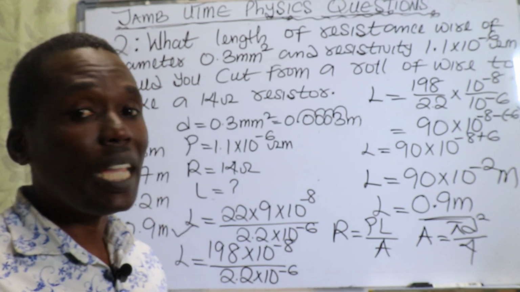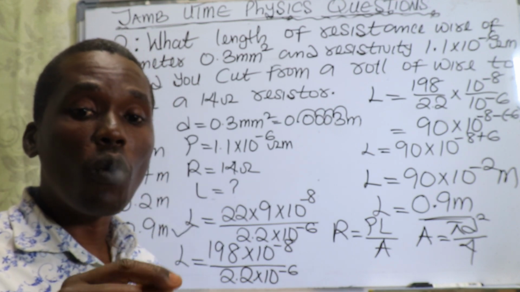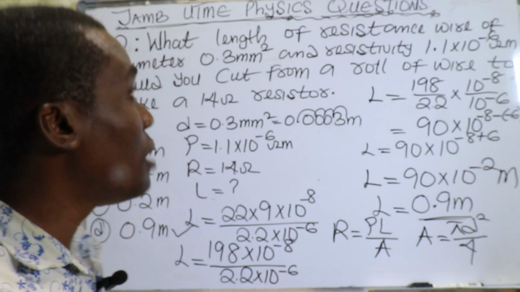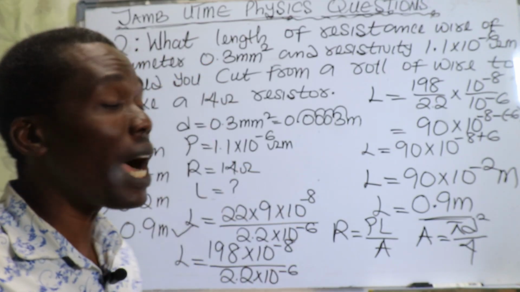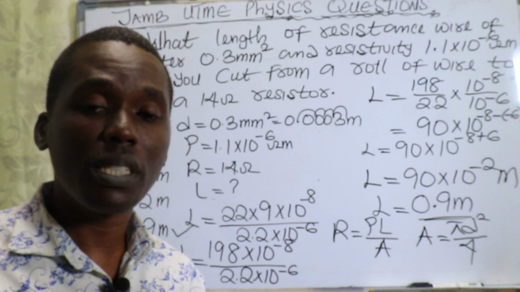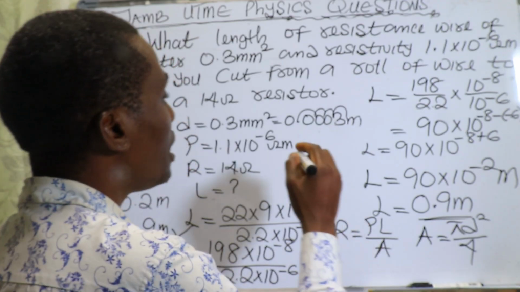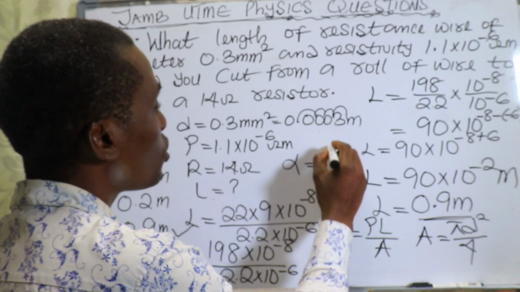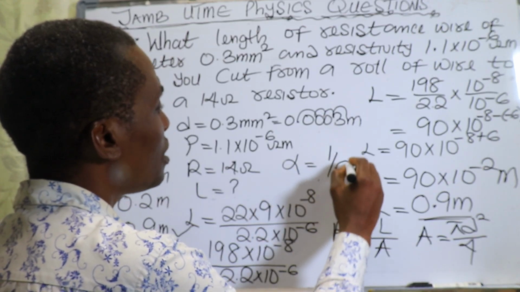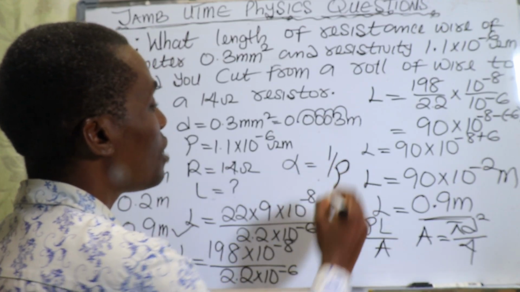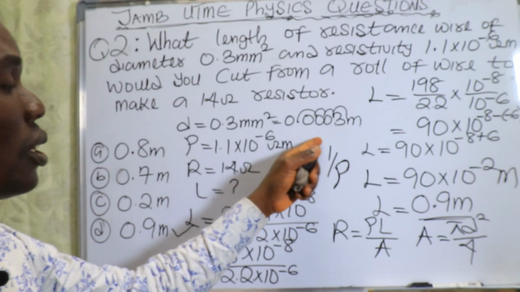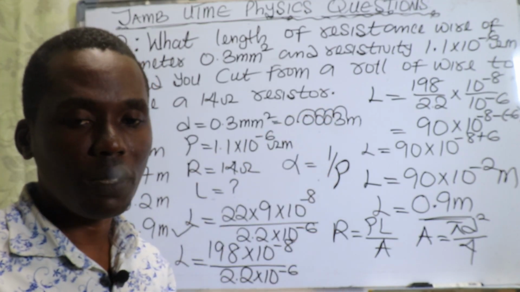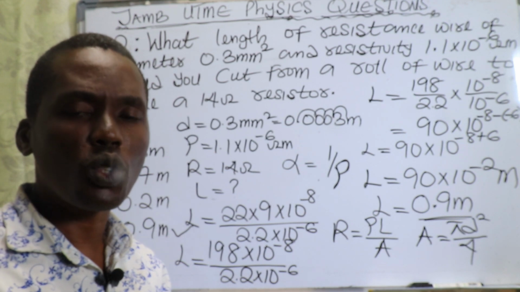Remember also that conductivity is equal to 1 divided by resistivity. Because if they give you this kind of question and they ask you to find the conductivity of the wire, remember that conductivity, they always write it like this, is equal to 1 over resistivity. So that means if you just get your resistivity, just divide 1 by your resistivity, you will get your conductivity. This is where we will stop today.